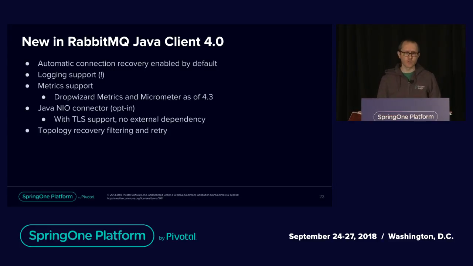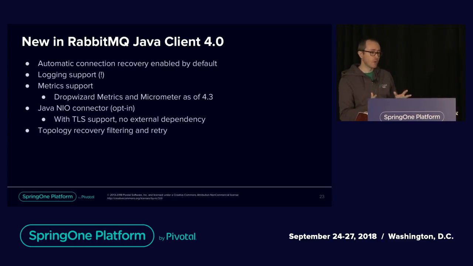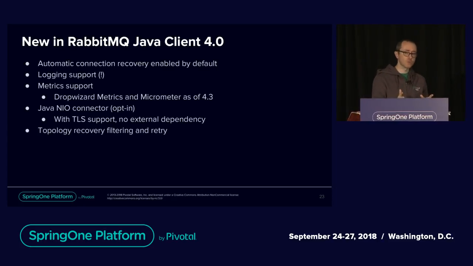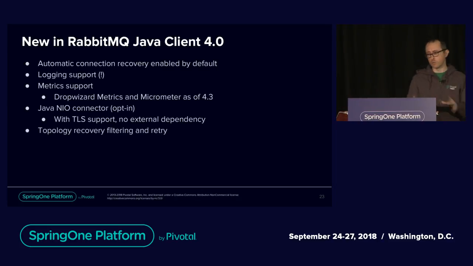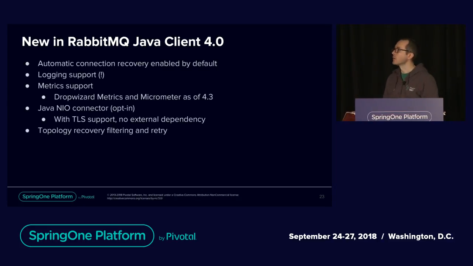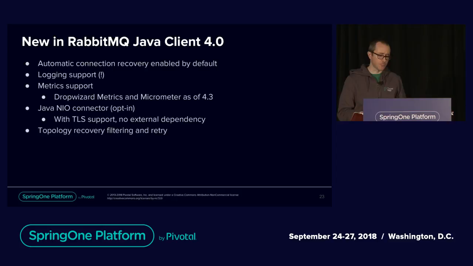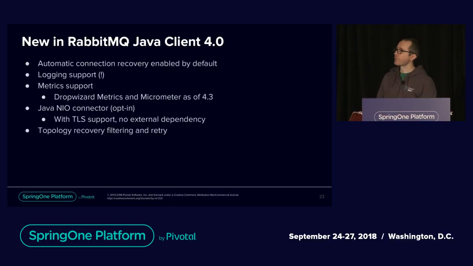We also introduced an NIO connector. So there's the default connector where we use blocking IO, but you can switch to NIO. It's an opt-in again, and there's no external dependency. We don't rely on something like Netty. We use the bare JDK API in this case for NIO, and we also have a fancy feature for topology recovery.